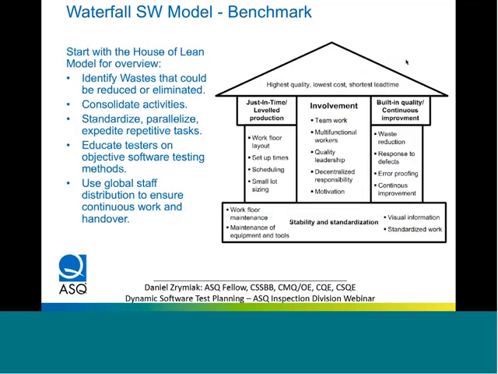The third benchmark is using lean, and there are many items within lean that have been effectively applied for both manufacturing and services. Using these items, particularly consolidating and standardizing activities, and making sure that you understand where the wastes are, where the waiting is in a test project, and looking for ways to remove that, is where value will be realized.